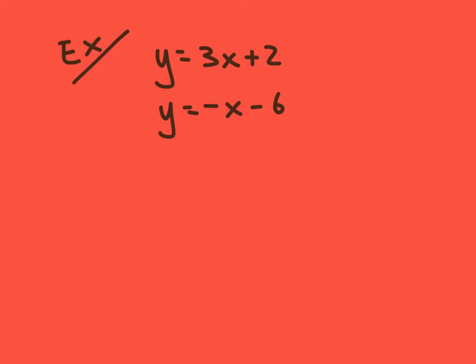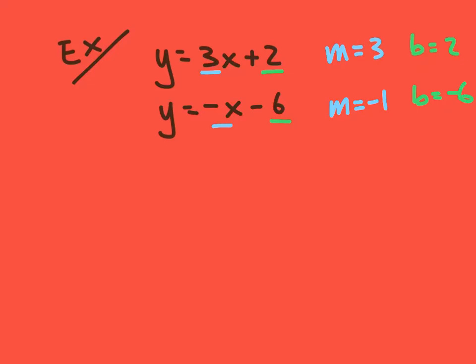Okay, so in this example, we have two equations. I've got y equals 3x plus 2 and y equals negative x minus 6. Now, both of these equations are going to be lines on a graph, okay? These are in the form of y equals mx plus b. So in each of these, I can identify my slope and my y-intercept. So in this case, my slope for this first one is 3, and my y-intercept b is 2. All right, for this one, my slope is a negative 1, and then my y-intercept is a negative 6.